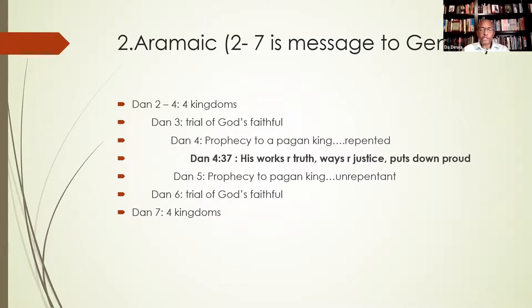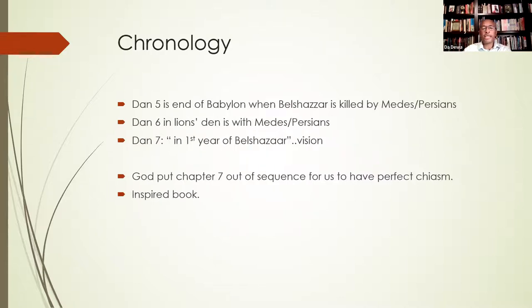And then as we go further, on the coming downside, chapter 5, Belshazzar, chapter 6, another trial, Daniel in the lion's den and him being faithful. Chapter 7, we then see the four kingdoms, but this time represented as the beast that comes out of the sea. But again, it's the same kingdoms: Babylon, Medo-Persia, Greece, and Rome. But this time represented differently as beasts. So that's the center of chiasm number one, which is written in the Aramaic.